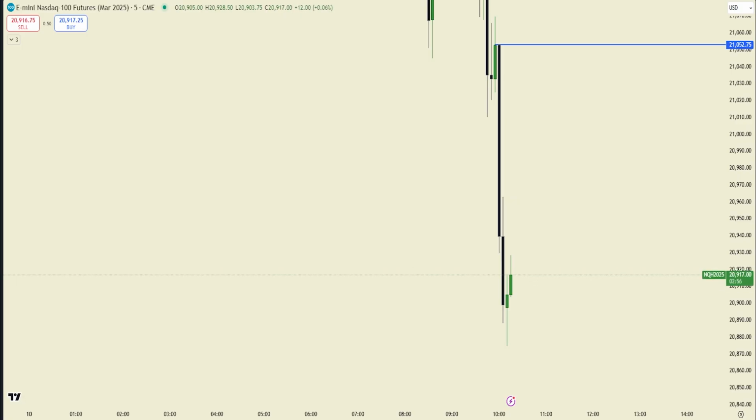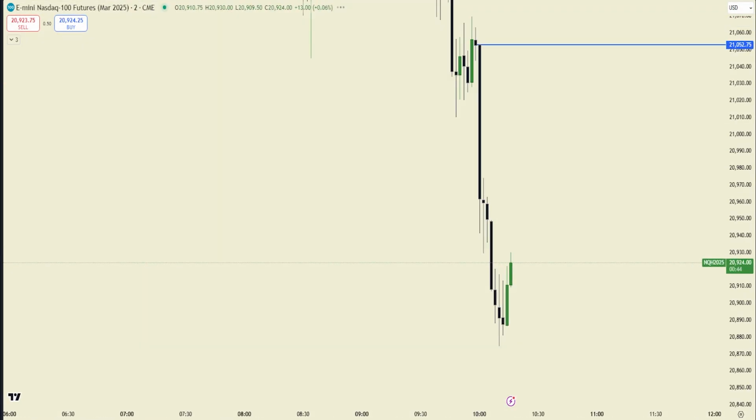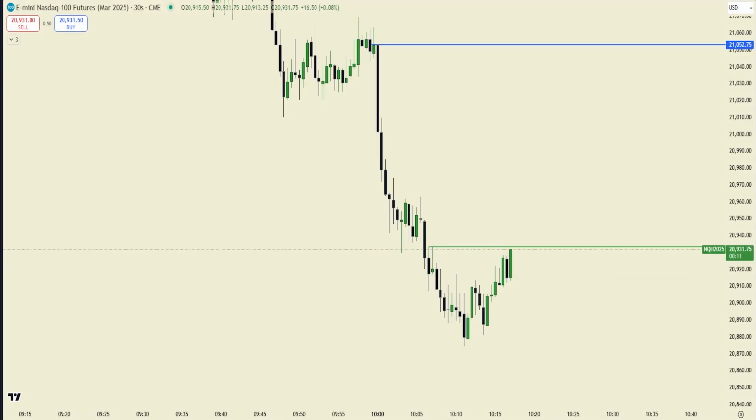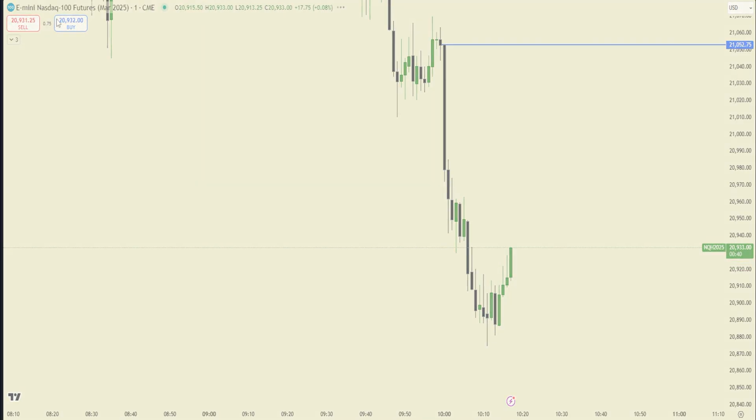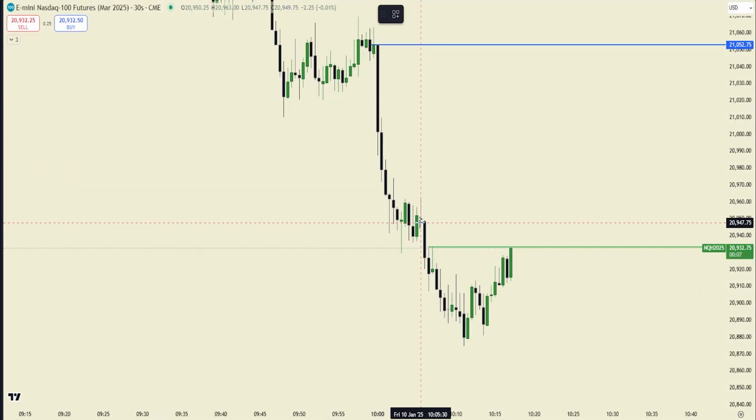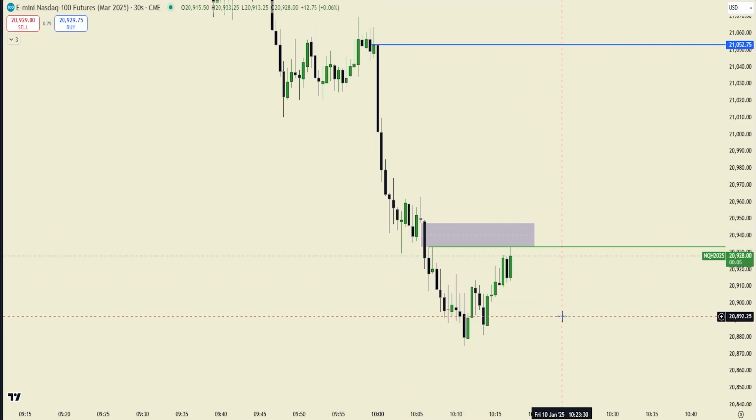I don't know if everybody realizes that an SMT is just another confluence. That's all it is. You don't trade based solely off SMT. You have to see some kind of liquidity be swept. You got to see some kind of PD array, some kind of reversal before you touch it. That's true. Don't trade based only off of SMTs. You will get destroyed.